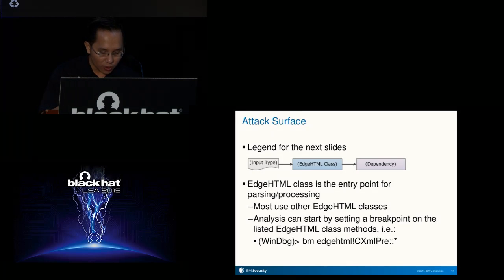Note that the listed EdgeHTML classes are the entry point classes. Most of them use other EdgeHTML classes for the processing. The purpose of listing them is that you can use them as a starting point when you want to analyze how EdgeHTML handles certain types of input. For example, if you want to understand how XML-based markup parsing works, you can begin by setting a breakpoint on all methods of the CXMLParse class and then start your analysis from there.